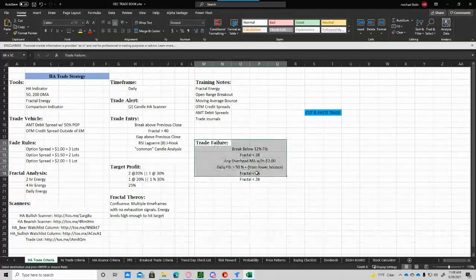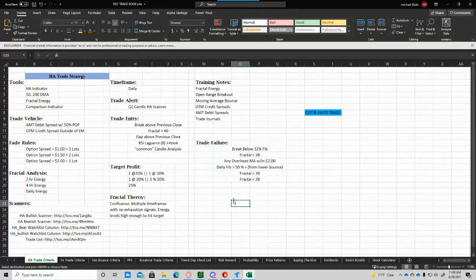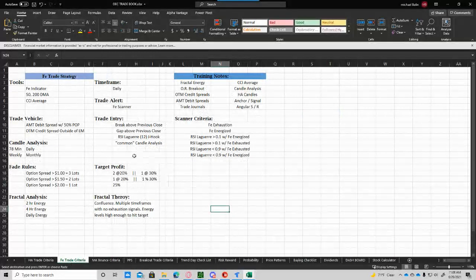And then, of course, one of the things that I always keep track of, trade failure. How can I identify that the trade is failing so that I can get out of the trade? So that was a Heiken Ashi trade criteria. This was a fractal energy trade. Same strategy concept, same structure, same build.